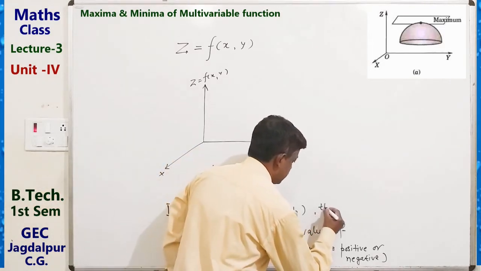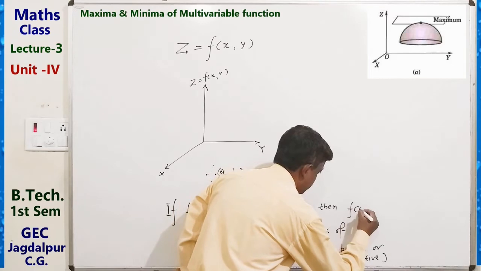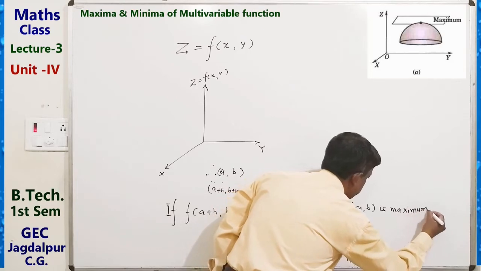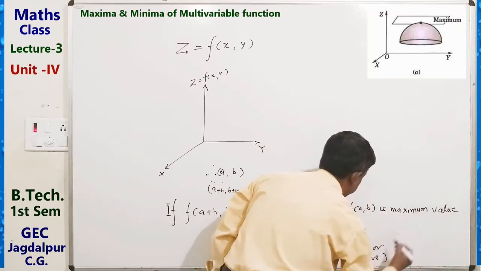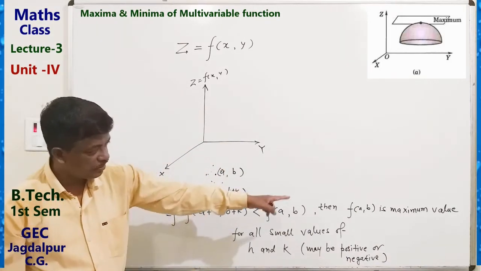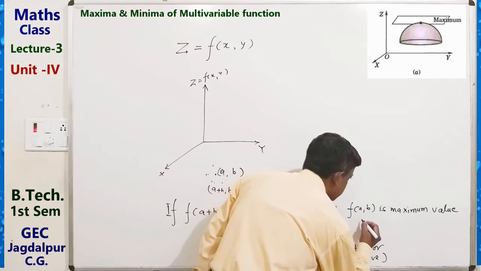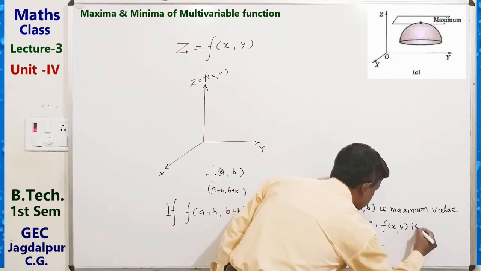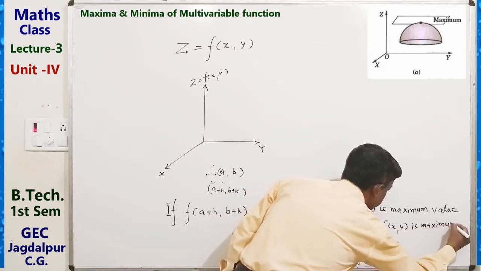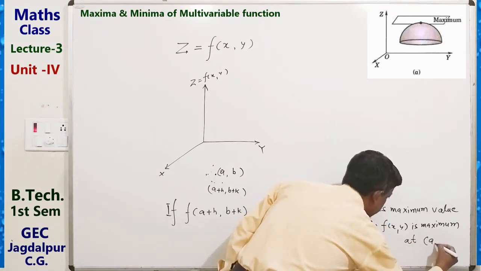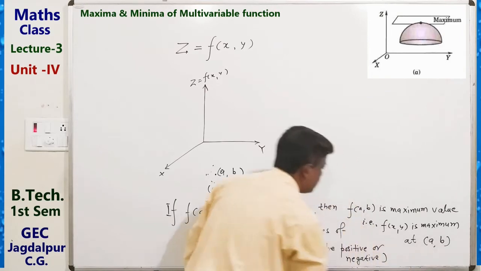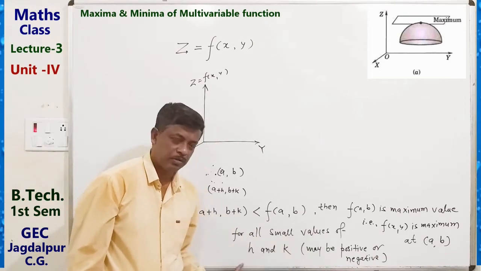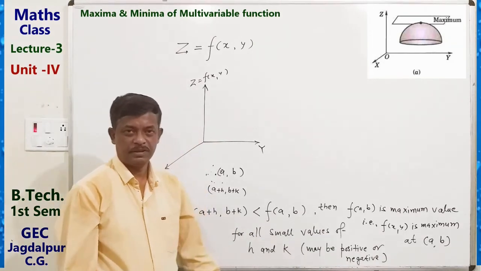Then f(a, b) is the maximum value. That is, f(x, y) is maximum at (a, b) if this condition is satisfied, for all small values of h and k.